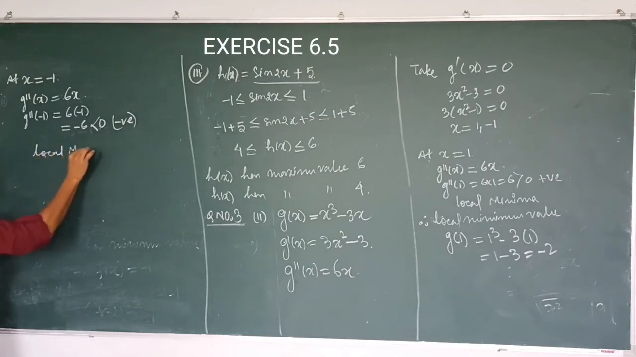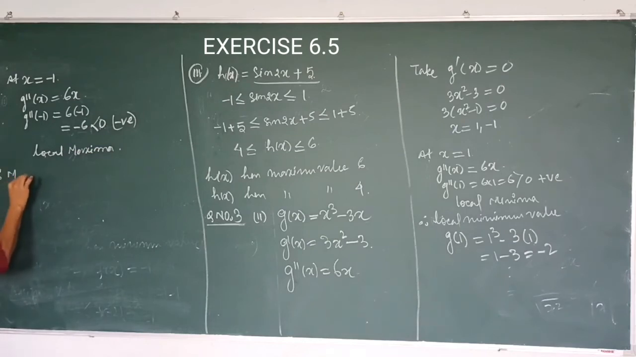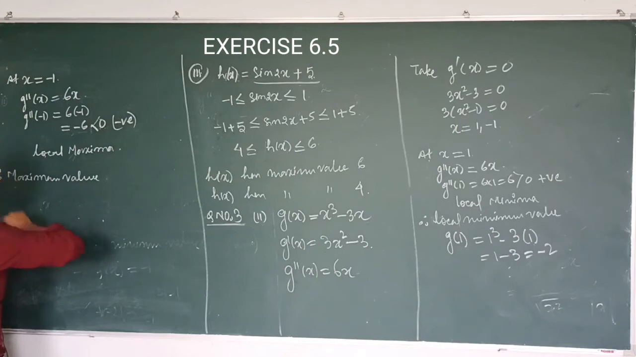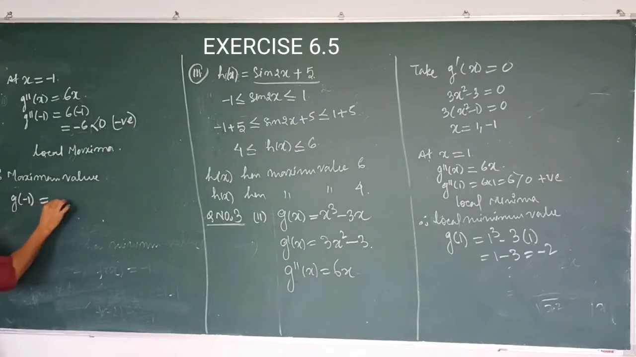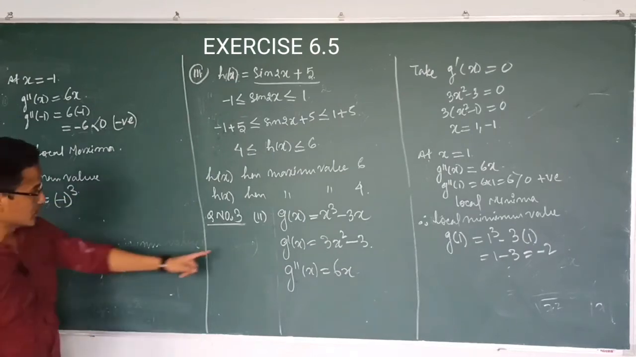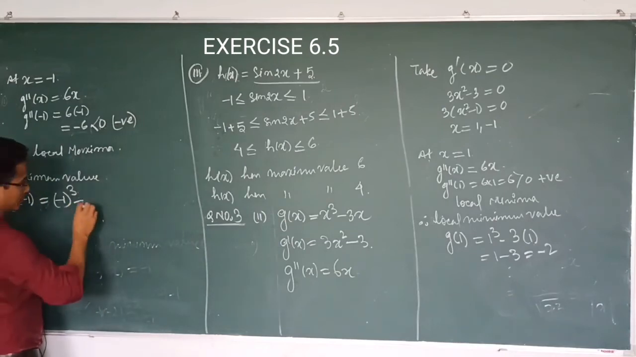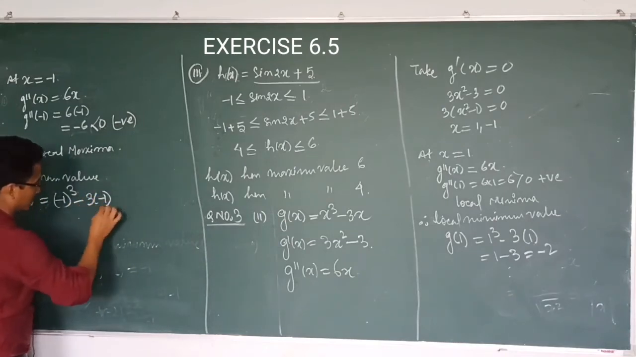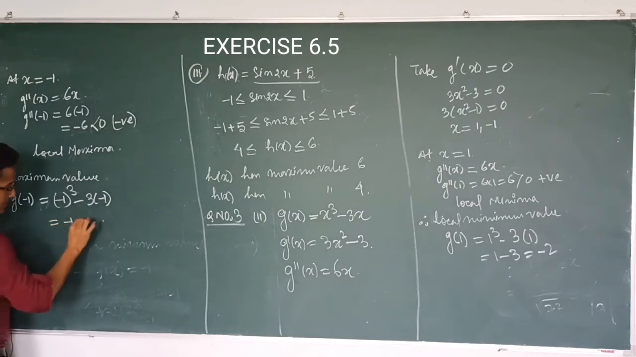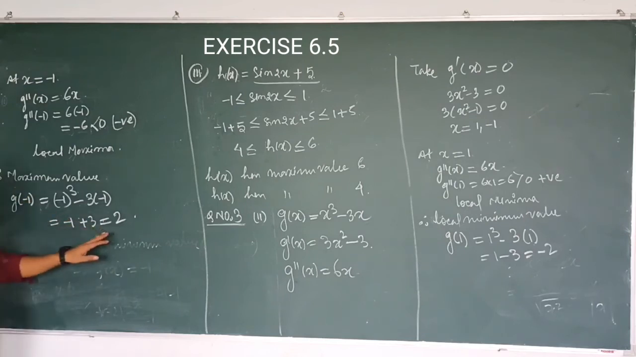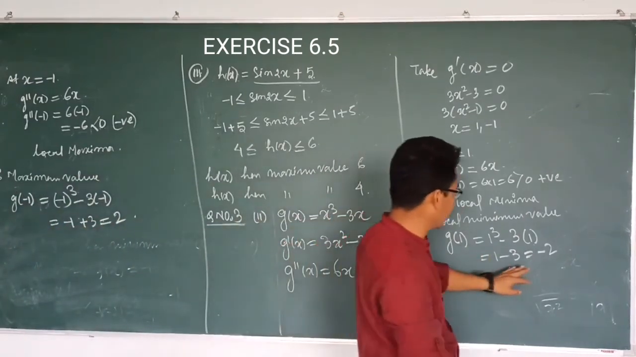Local maxima. Therefore the local maximum value is g of minus 1, so minus 1 cube minus 3 times minus 1. So this is minus 1, this is plus 3, equal to 2. The maximum value is 2 and the minimum value we will get is minus 2.